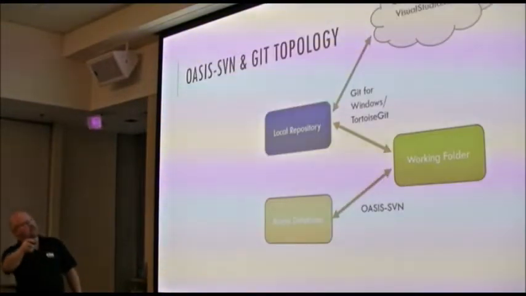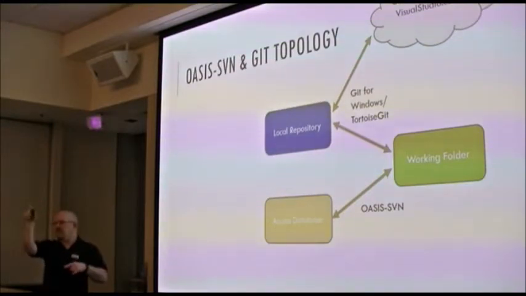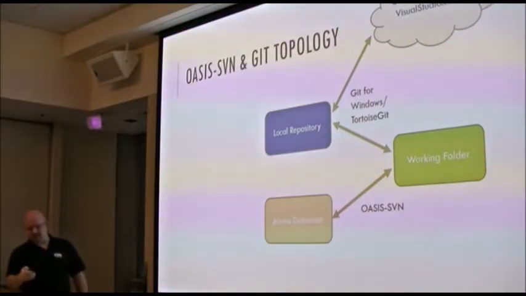Oh, and then I should say that basically the reverse happens where you get a change up here, you bring it down into your local repository with a pull, and then it goes into the working folder, and then OASIS will import the objects back in. So it basically follows the exact same path in different directions.